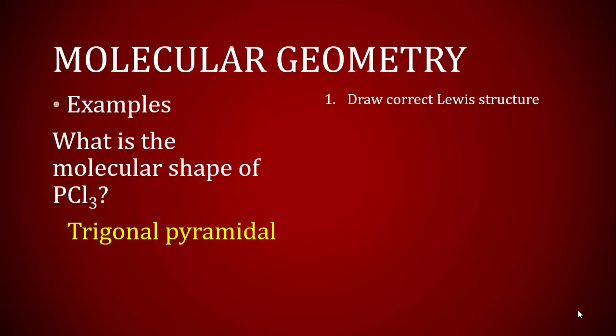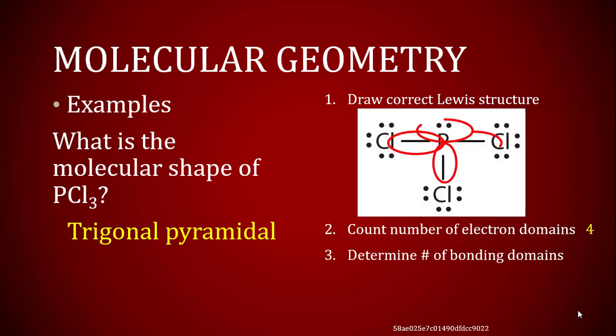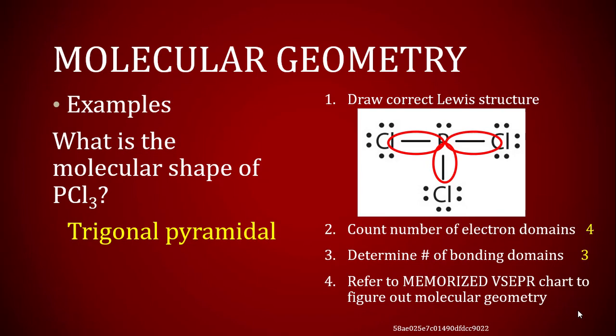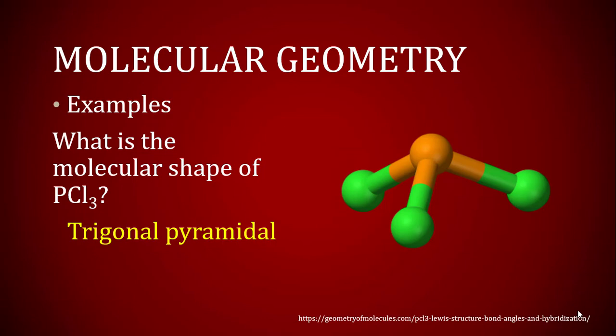First thing you do is draw the correct Lewis structure. Next, count the number of electron domains. There are 4. Determine the number of bonding domains. There are 3. Refer to the memorized VSEPR chart to figure out the molecular geometry. So here's the chart. We can see that with 4 electron domains and 3 bonding domains, the molecular geometry is trigonal pyramidal, and so it would look like this.